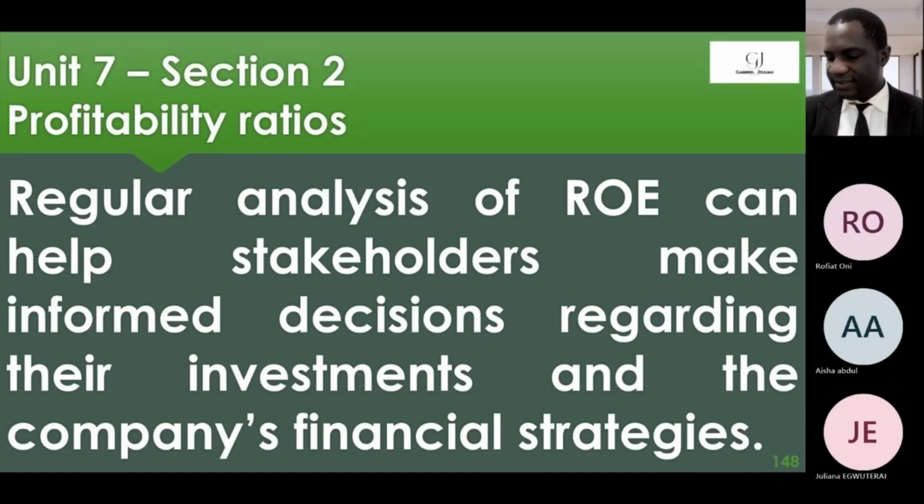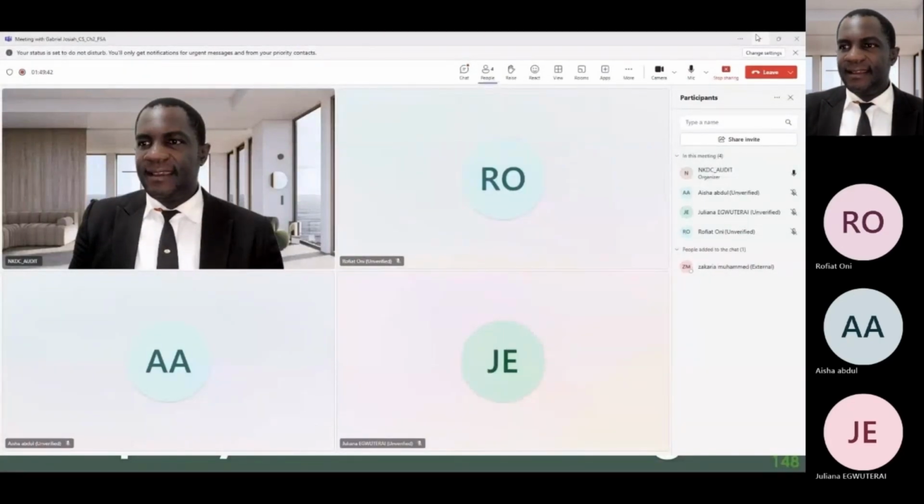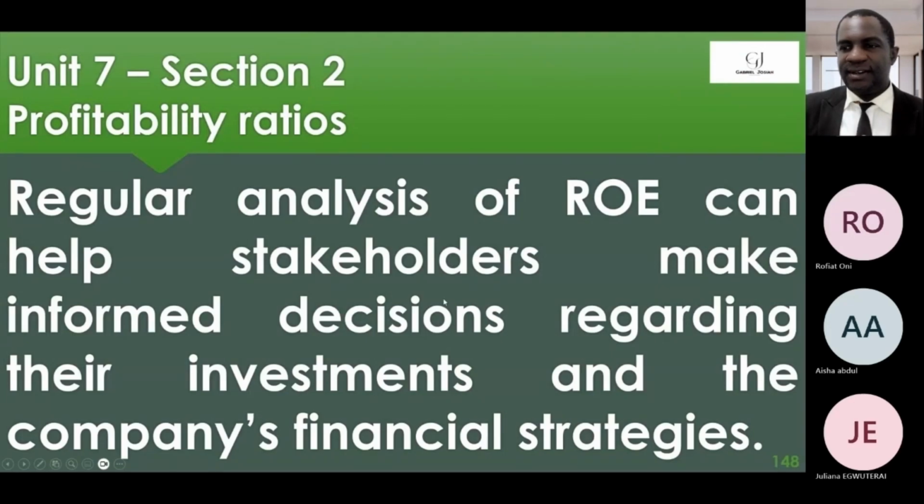Okay, so we've looked at return on equity. Do we have any questions? Do we have any questions on return on equity? Yes, please. Go ahead.